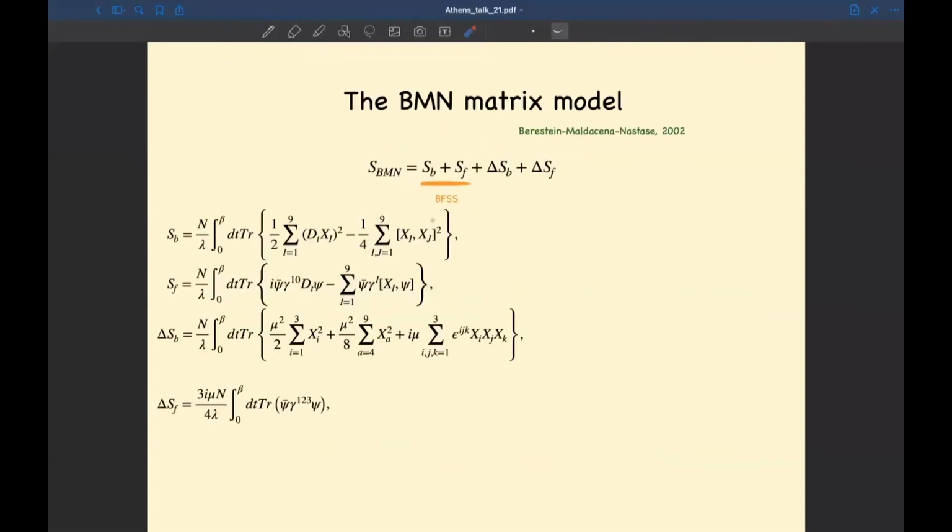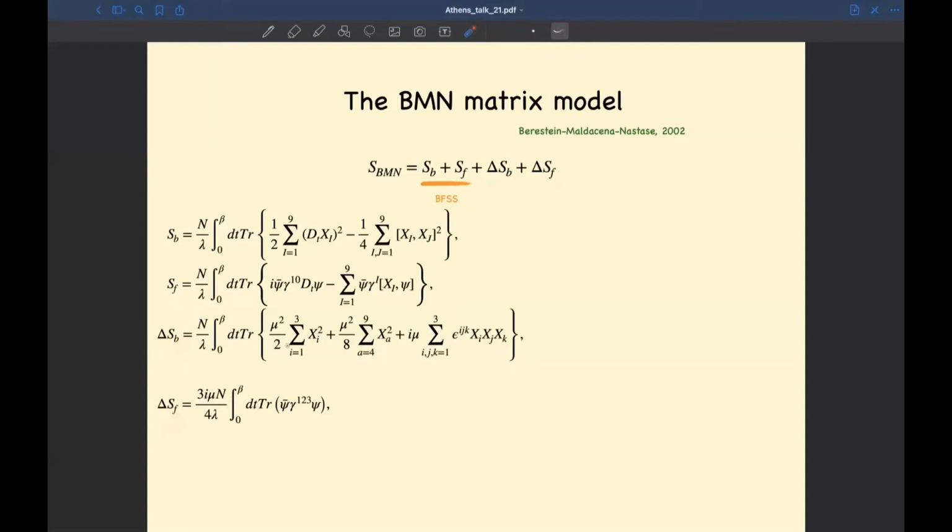So to study both phases simultaneously, we have to look at the BMN matrix model. The name is from the initials of Berenstein, Maldacena, and Nastase in 2002. And what it basically does is to add some terms in addition to BFSS, where BFSS is given by this action here, while the deformation terms are given by delta S_B and delta S_F for bosons and fermions.